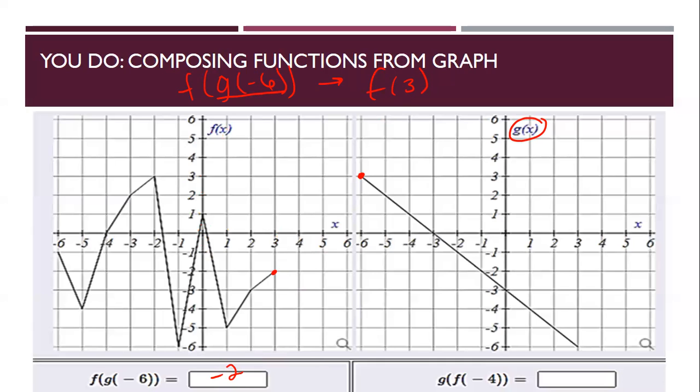Next. This one says G composed of F of -4. So inside, I'm gonna start on which graph? F. So I go to graph F, and I'm gonna go to X equals -4. And what is that? 0. So now we're looking for G of 0. So we go to graph G, going to 0, and what do we get? -3. This is easy. Okay, how do we feel about part 1? Easy. Good? Questions, comments, or concerns?